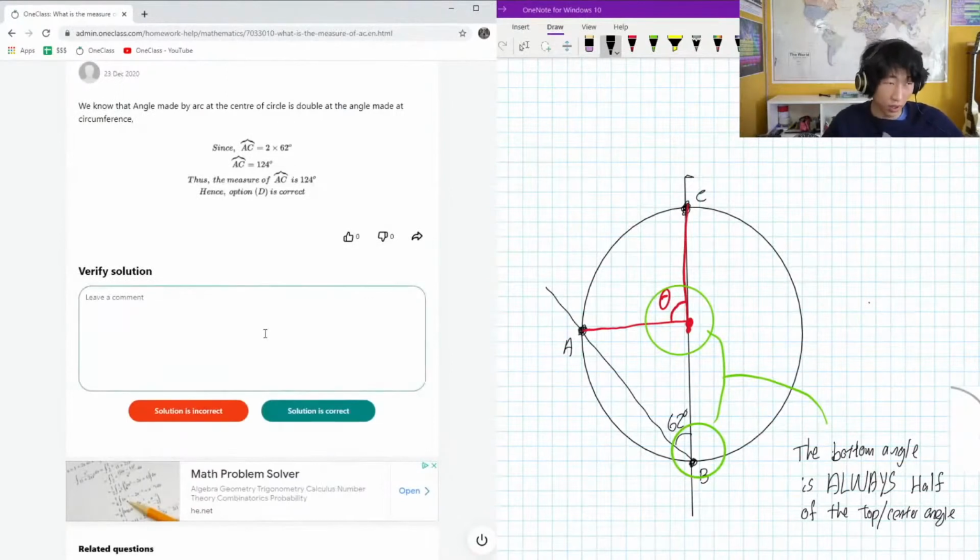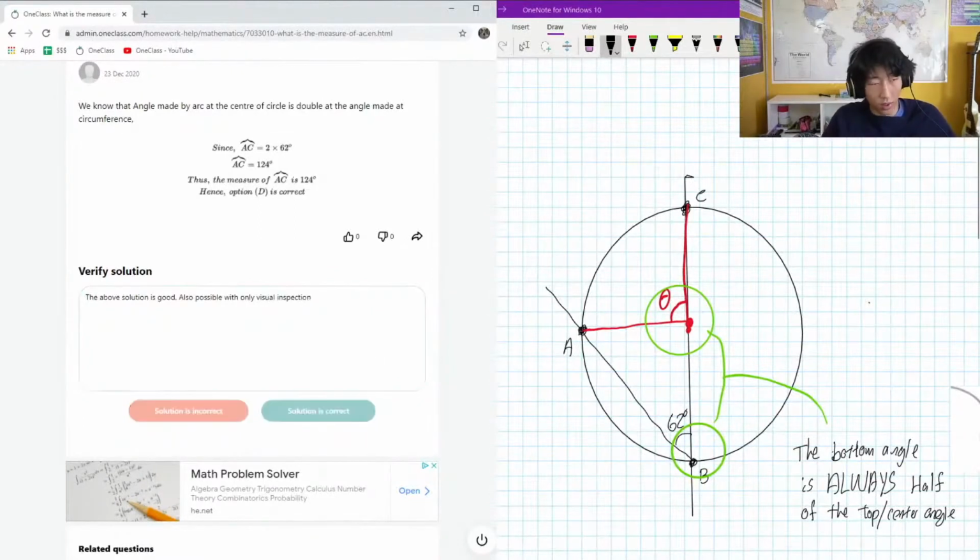Okay, so yeah, the above solution is good. It's also possible with only visual inspection. Okay, awesome. Good job.